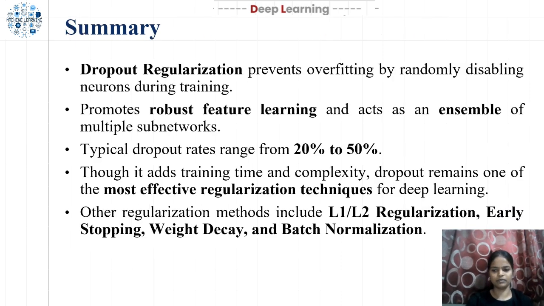In summary, this technique is used to prevent overfitting by randomly disabling neurons during training, and this improves generalization and reduces the dependency of neurons on each other and on the network. It promotes robust feature learning and acts as an ensemble of multiple subnetworks. Typical dropout rates range from 20% to 50%. Though it adds training time and complexity, dropout remains one of the most effective and widely used regularization techniques in deep learning.